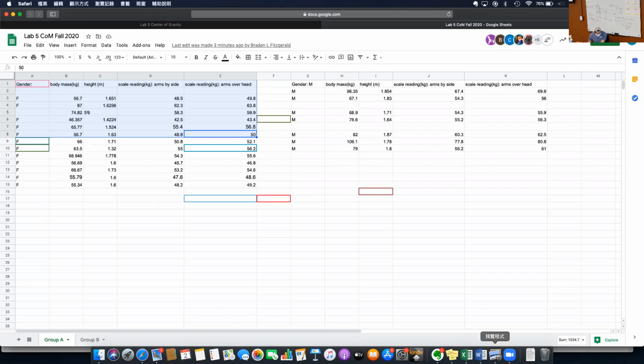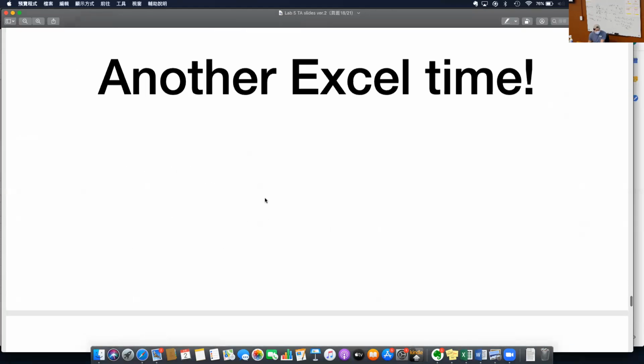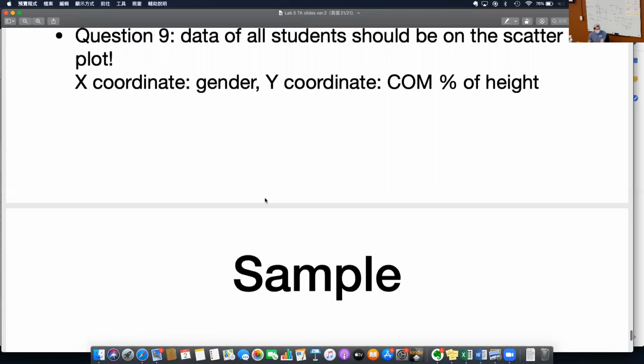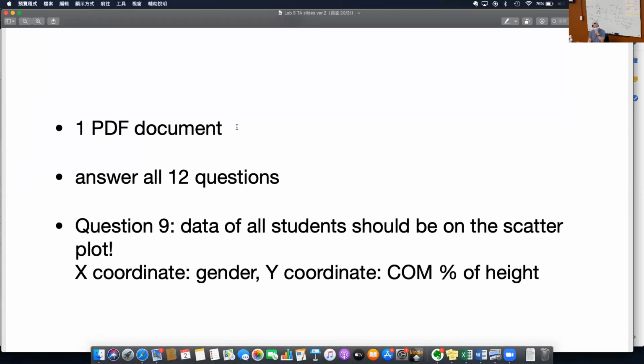Okay, so let's go to the assignment. The assignment will be one PDF document. You've got to answer all 12 questions. And you've already got all the data, so that's it. And also you've already finished 4 questions, right? So you've got 8 to go.